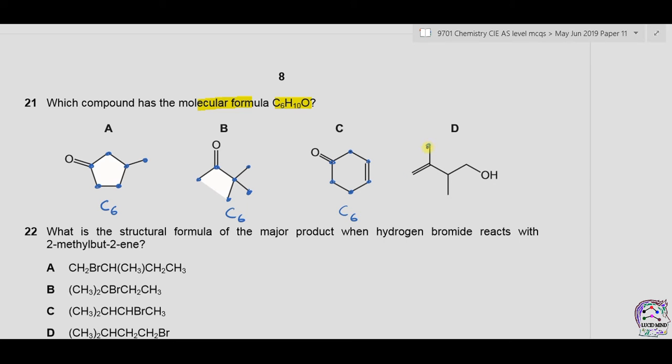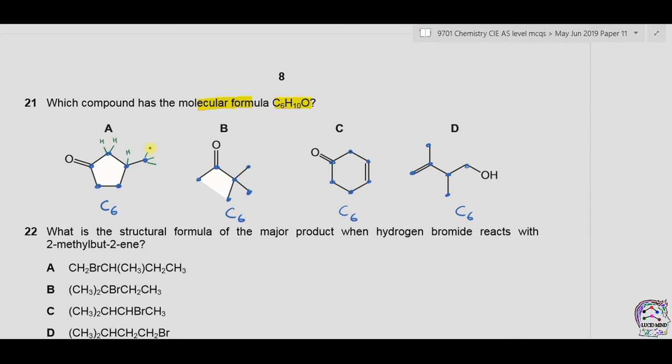And in D, we have 1, 2, 3, 4, 5, 6 carbons. Now let's find the number of hydrogen atoms. As we can see that this carbon is making 4 bonds, so there are no hydrogen atoms attached to this one. This one is making 2 bonds, so there are 2 hydrogen atoms. This one is making 3 bonds, so 1 hydrogen atom is present.